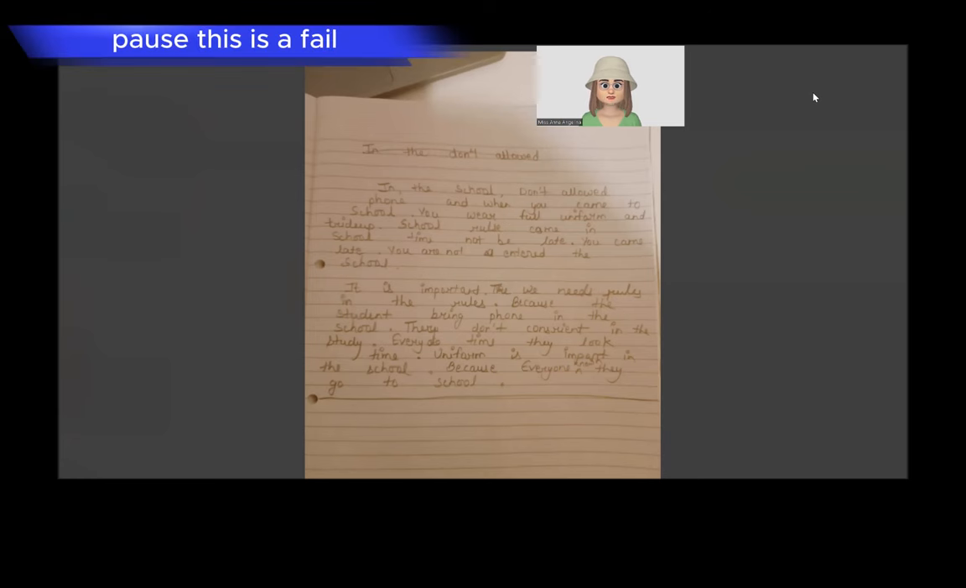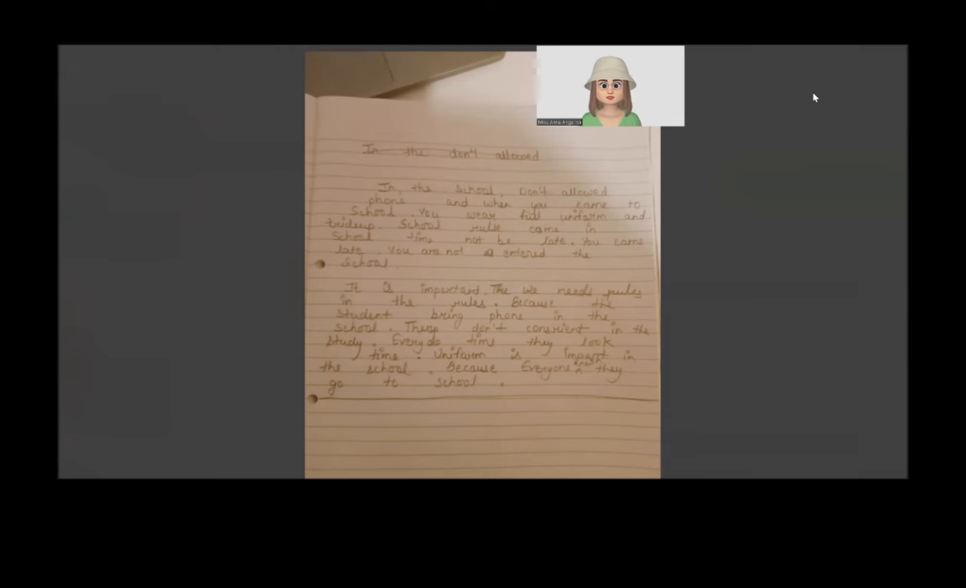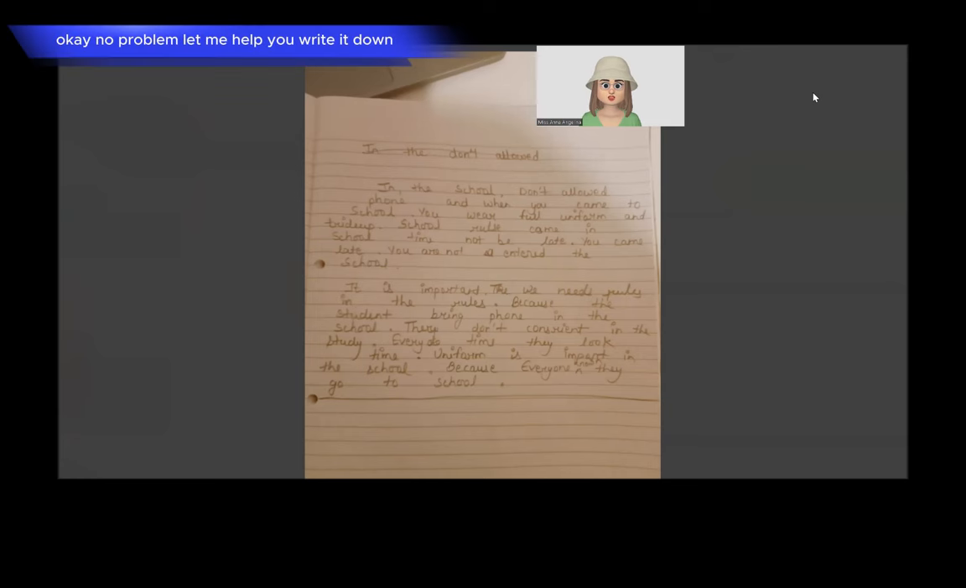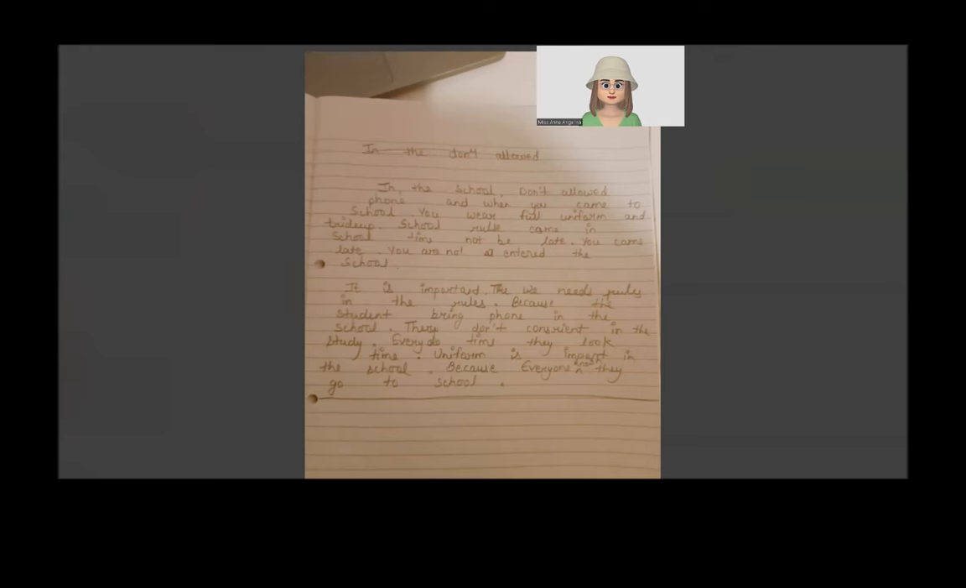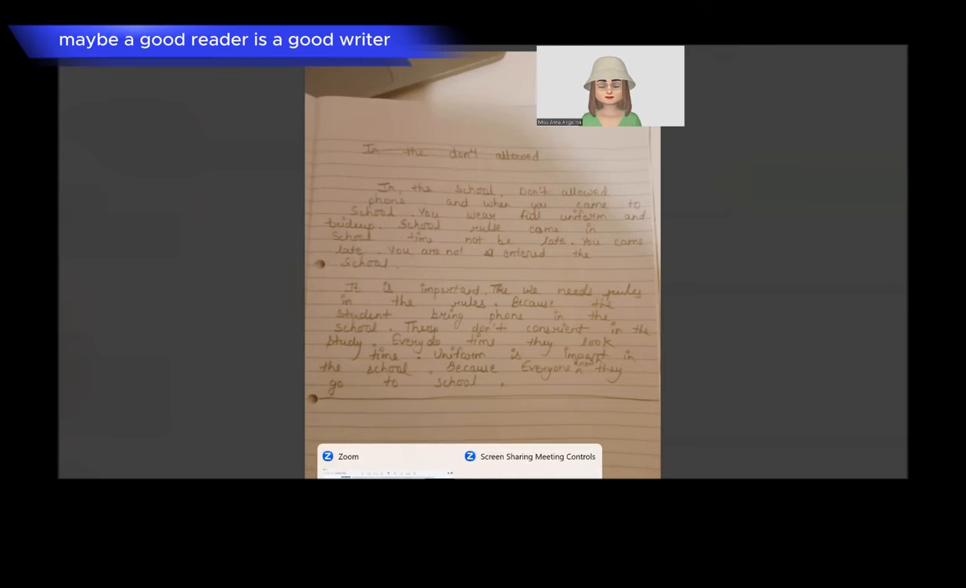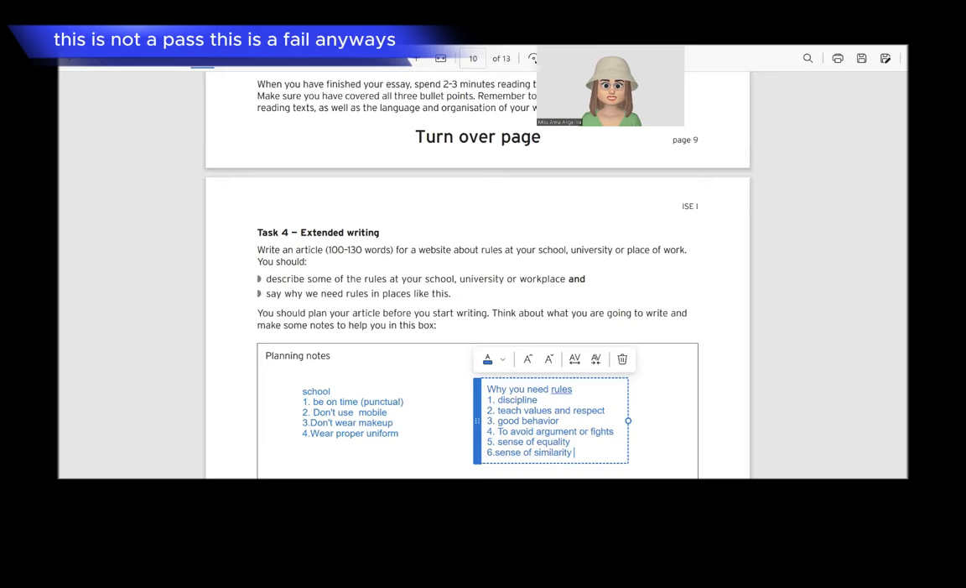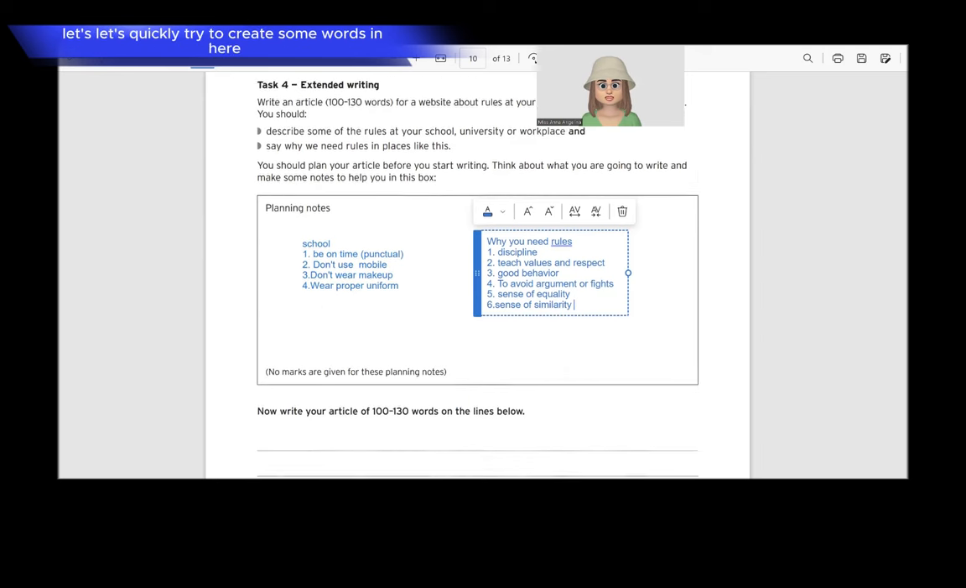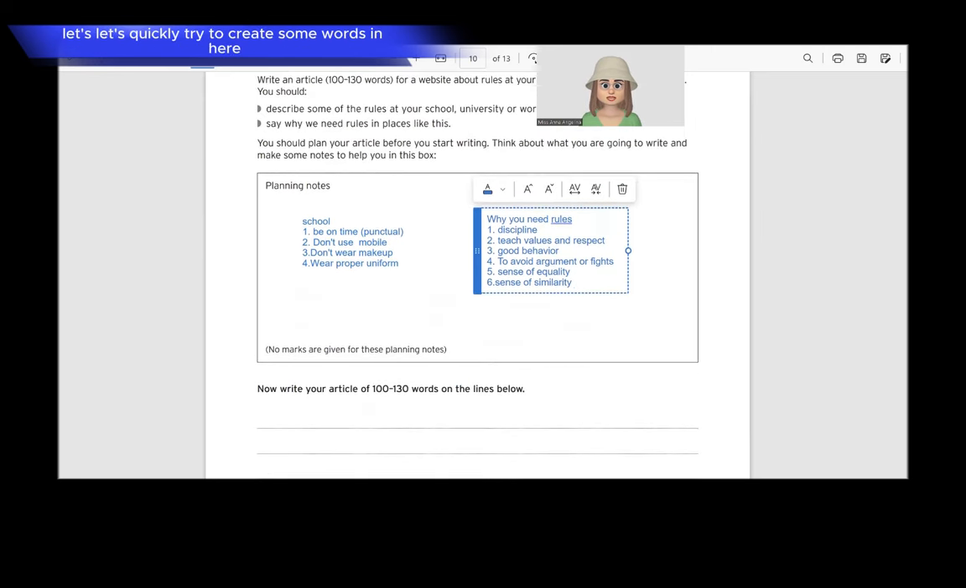This is not a pass. This is a fail. Okay, no problem. Let me help you write it down. Nidhi, a good reader is a good writer. So always pay attention to this is not a pass. This is a fail. Anyways, let's quickly try to create some words in here, okay? Using the timeline that I have put in here.